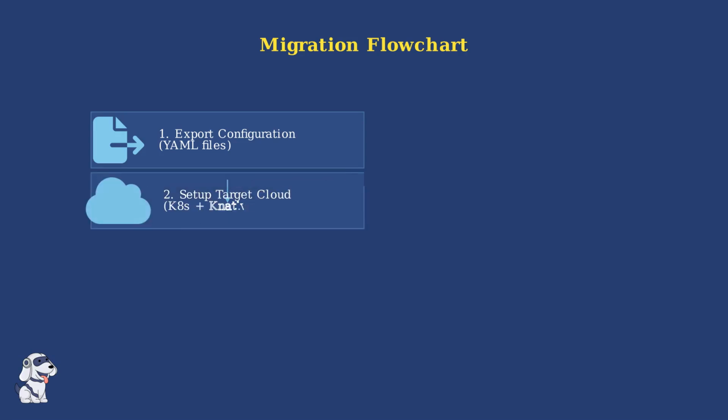Step 2. Set up your target cloud environment. This means provisioning a new Kubernetes cluster on your destination cloud provider and installing native serving and eventing components. Most cloud providers offer managed Kubernetes services that simplify this process. Step 3. Update any cloud-specific configurations. While most of your native configuration remains the same, you may need to adjust things like storage classes, load balancer settings, or DNS configurations to match your new cloud provider's services.